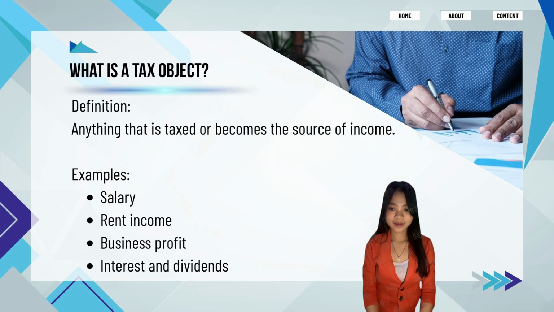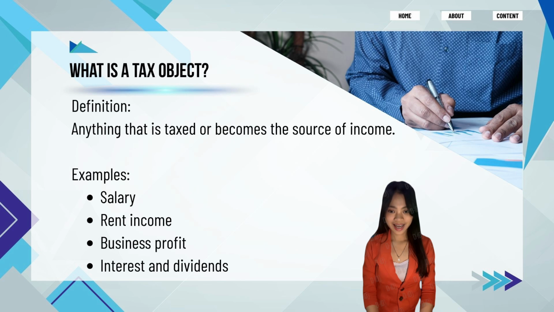Lastly, let's talk about tax objects. If tax subjects are who pays the tax, then tax objects are what is being taxed. In other words, a tax object is the source of income or the economic activity that causes someone to be taxed. For example, salary, rent, business profits, interest, or dividends. These are all tax objects because they generate income.